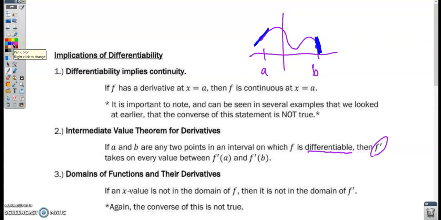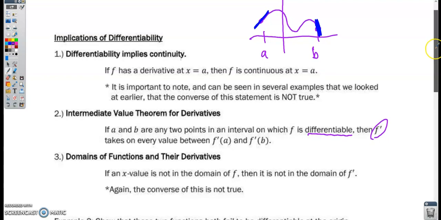And then let's see, domains of functions and their derivatives. If an x value is not in the domain of a function, then it is not in the domain of f prime. Again, the converse of this is not true. It is possible for an x value to not be in the domain of f prime, but still be in the domain of f.